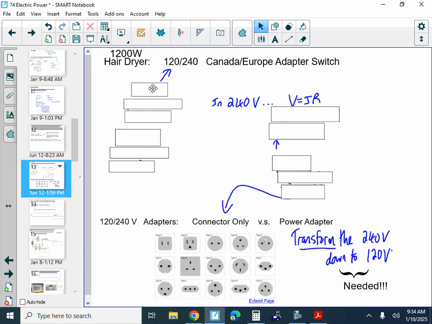So say you took a hair dryer. I have a hair dryer. I'm going to show you a video of it in a second here. It's supposed to be working at 120 volts, and it's listed as a 1200 watt hair dryer. Well, that means it's going to try to let 10 amps through. 10 amps is a good half or 2/3 of the amperage that a household circuit can carry.